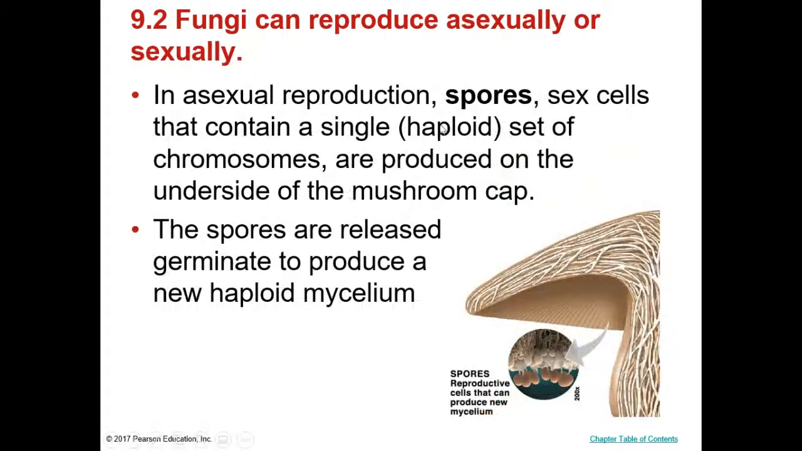This is asexual reproduction, by the way. Spores are haploid, meaning they contain one set of chromosomes, and through mitosis they produce a lot more, producing a new organism, a mushroom, if you will. Where are they found again? They're found on the underside of the mushroom cap.